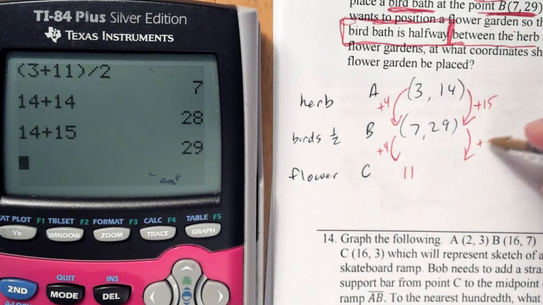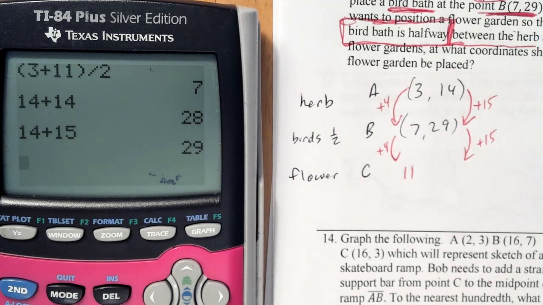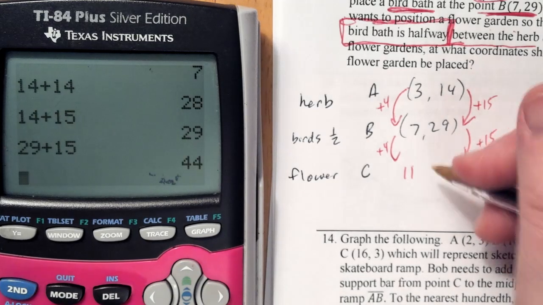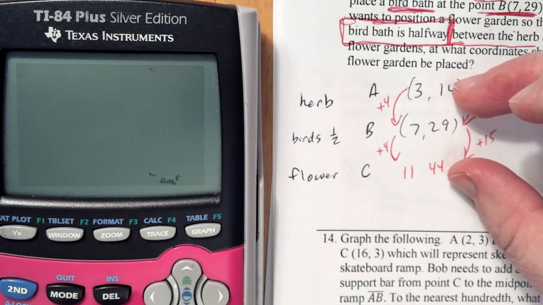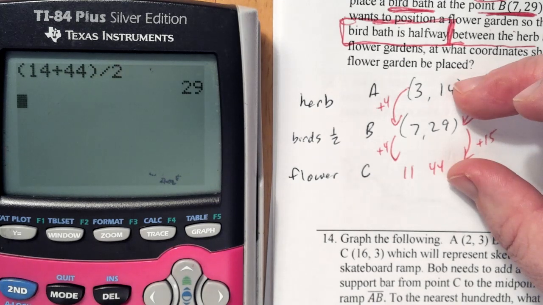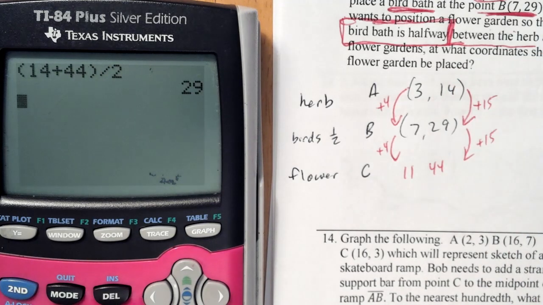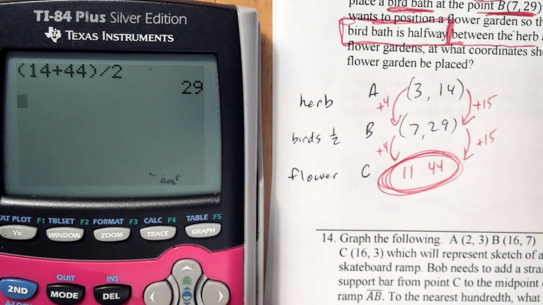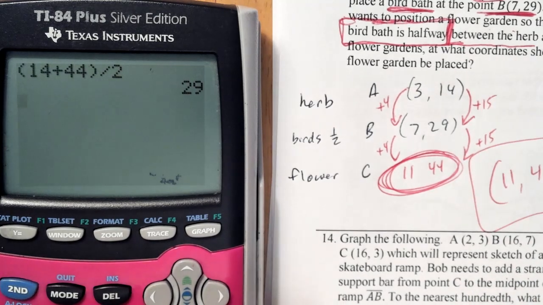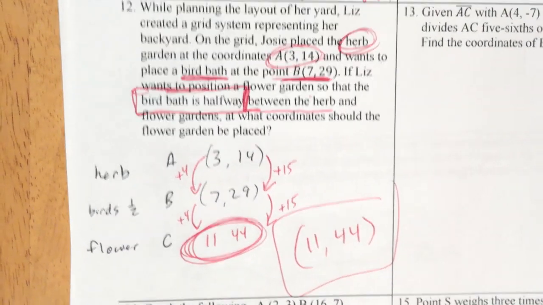So just do it again, because you're not always going to get it right the first time. Okay, so 29, add that 15, and this would be 44. All right, so let's double check. Does 14 plus that 44 get that number and then divide by 2? Does that, yep, that's the middle. Fabulous. All right, so our answer was 11, 44. And that is the answer to number 12.